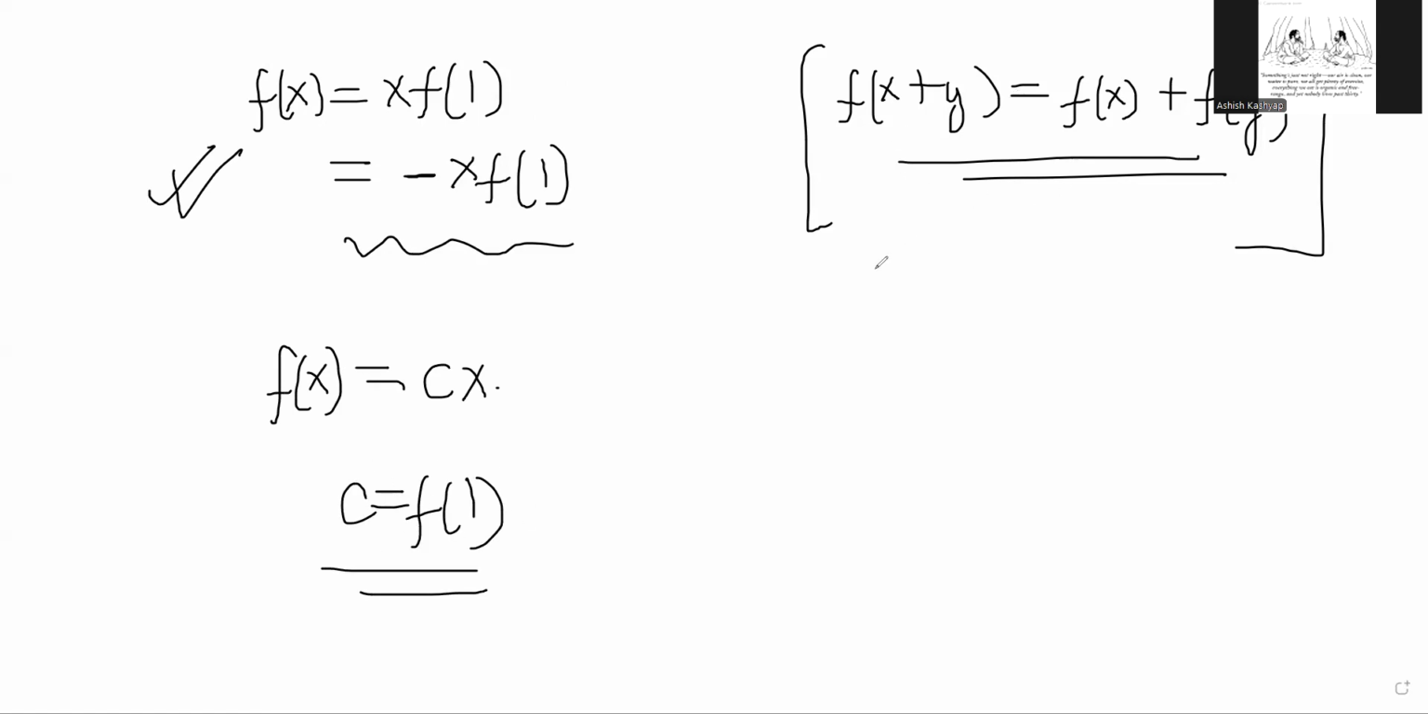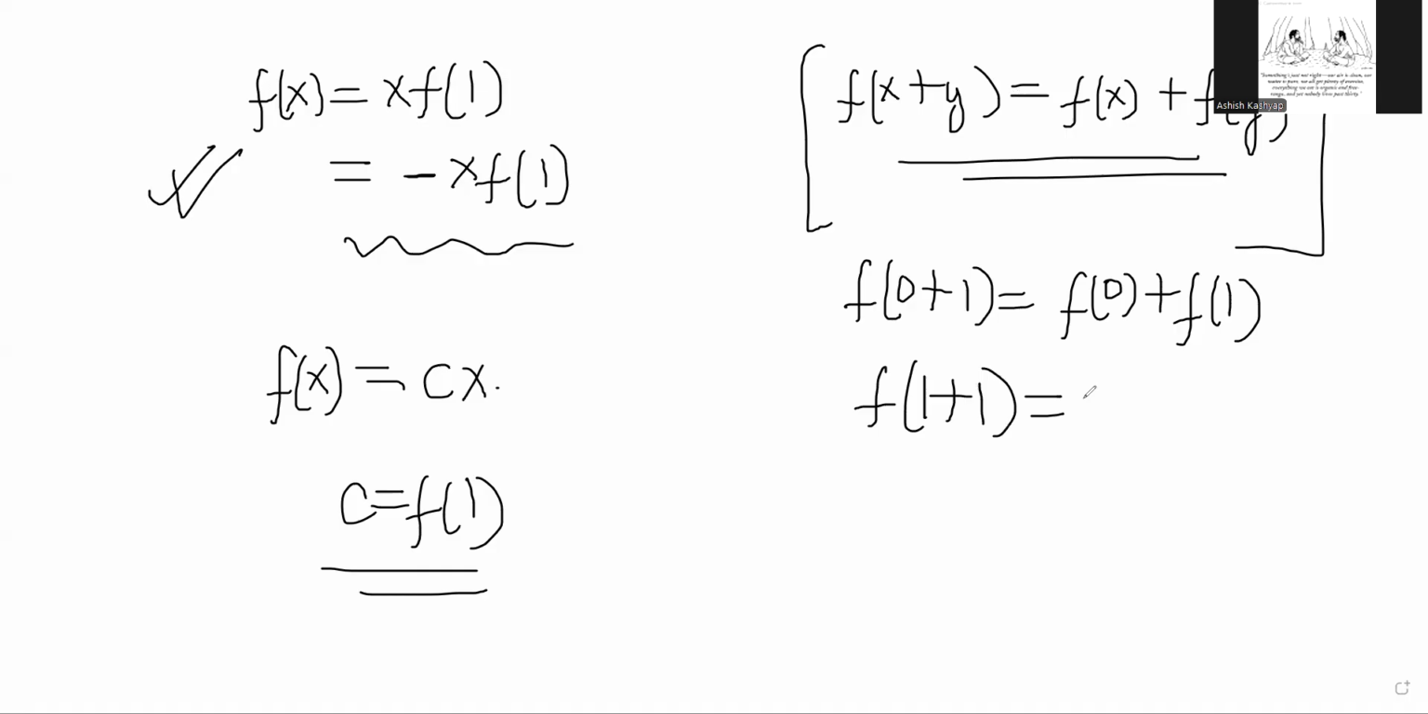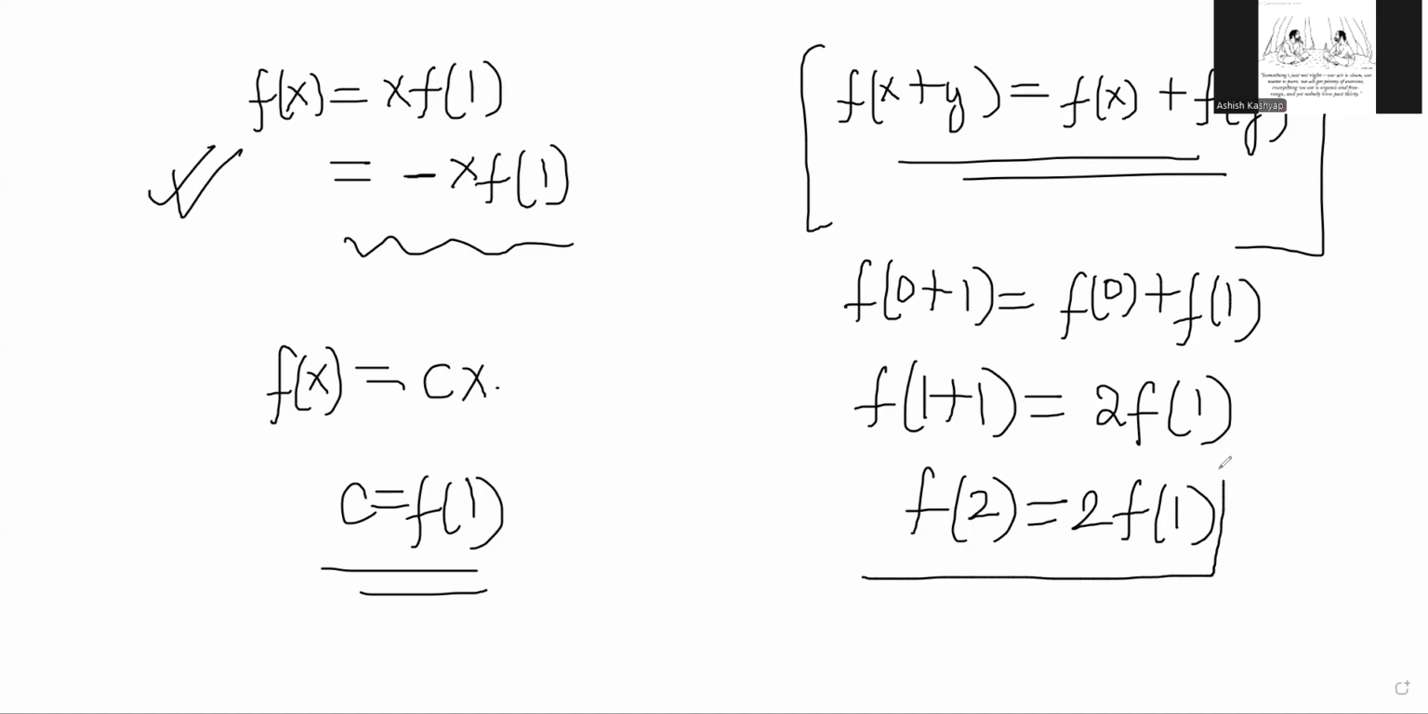What are the first steps here? Try to do it by induction. So you can put x is equal to 0, y is equal to 1, and you will say 0 plus 1 is equal to f of 0 plus f of 1. Or if you put f of 1 and 1, you will get f of 1 plus f of 1 or 2f of 1. So basically you're getting f of 2 is equal to 2f of 1. Similarly, you can assume that f of x is equal to x f of 1. You will be able to go to the next step, the inductive step.